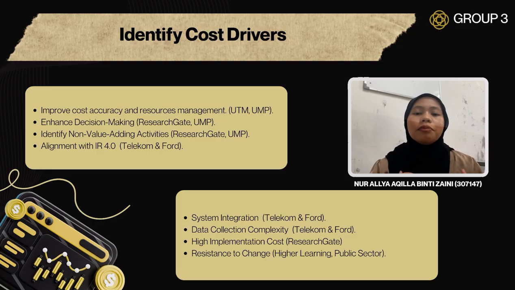Second, it improves decision making. With accurate cost information, management can make more informed decisions regarding pricing, budgeting, and process improvement. Third, identification of inefficiencies. ABC helps in uncovering non-value-added activities, allowing the company to streamline operations and reduce waste.